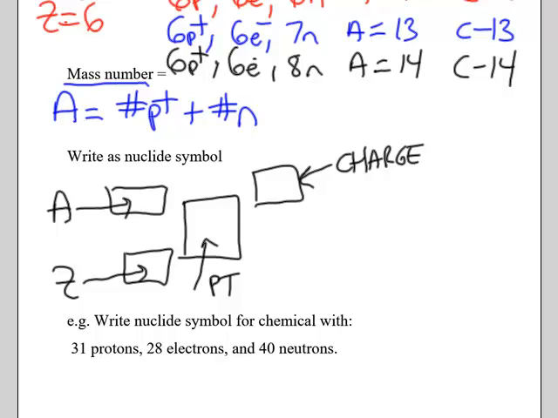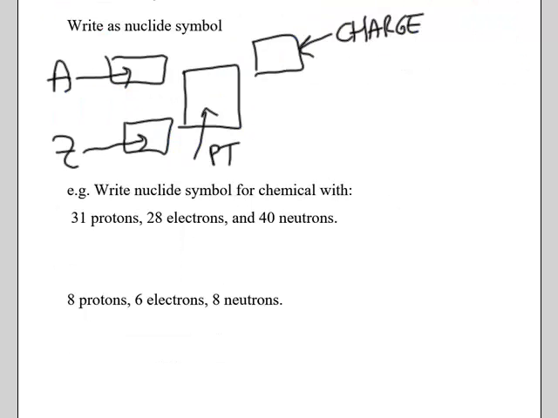So for example, let's say we wanted to write the nuclide symbol if we knew we had 31 protons, 28 electrons, and 40 neutrons. The first thing to look at is the number of protons. That's our Z value. So if Z equals 31, we can go to the periodic table and identify that that's the element gallium, capital G, lowercase a. So that's the main part of our nuclide symbol.